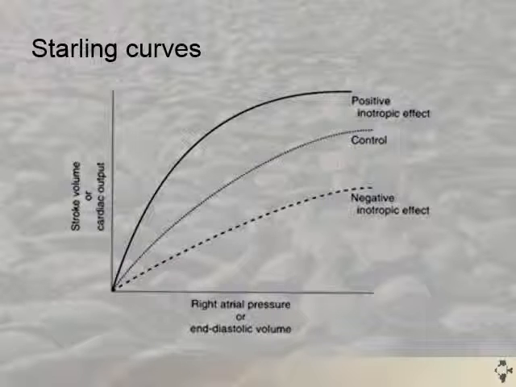And of course, there are conditions that would favor either of these two effects. So the Starling curve diagram here is just to show you that the ability of the heart to contract and push blood out is, number one, influenced by the amount of blood that remains in the atrium, but is also influenced by external physiological factors.